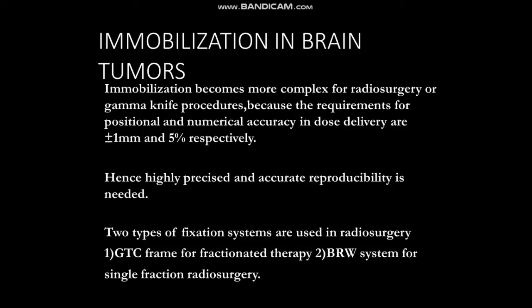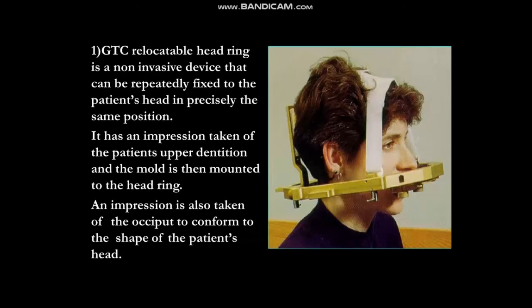Two types of fixation systems are used in radiosurgery. The first of them is the GTC frame for fractionated therapy, and next the BRW system for single fraction radiosurgery. Okay. First, the GTC relocatable head ring is a non-invasive device that can be repeatedly fixed to the patient's head in precisely the same position.